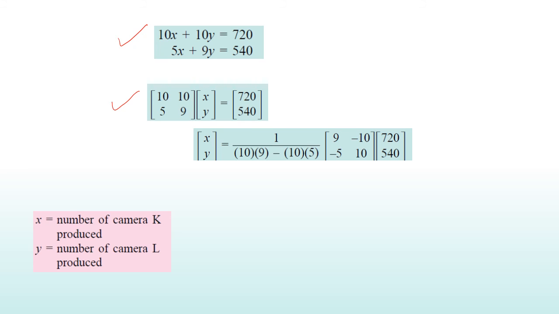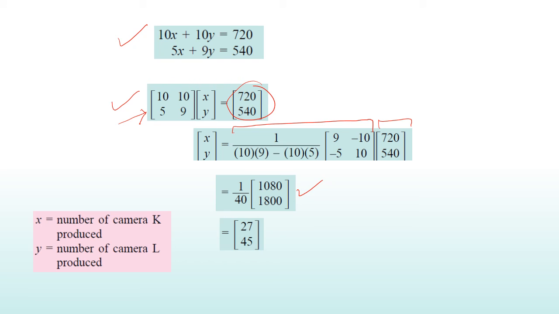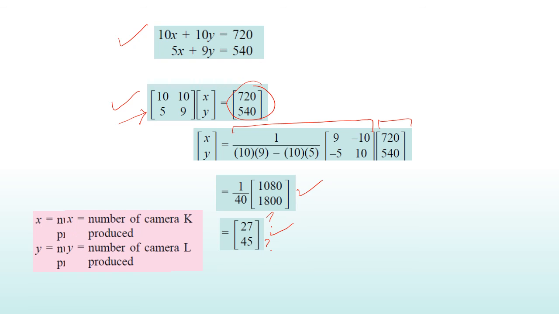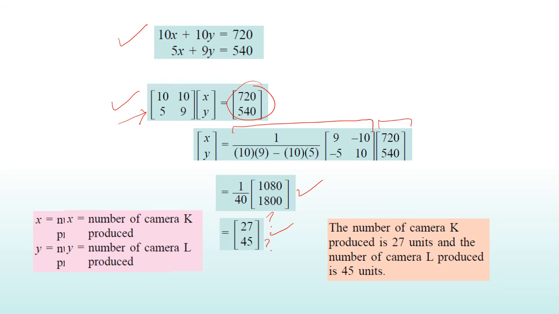And then your xy, you just find the inverse of this matrix, and then you multiply it with this one, and then you'll get this, and then you get 27 and 45. But then you cannot stop there. You have to tell what is 27 and what is 45. So the number of camera K produced is 27 units, and the number of camera L produced is 45 units. That is the answer.